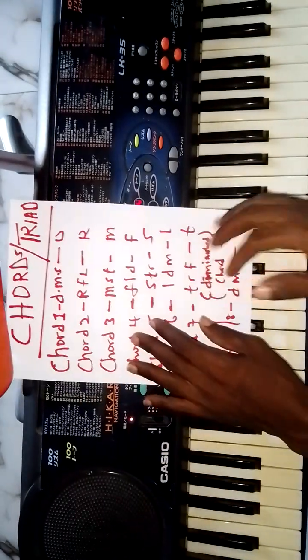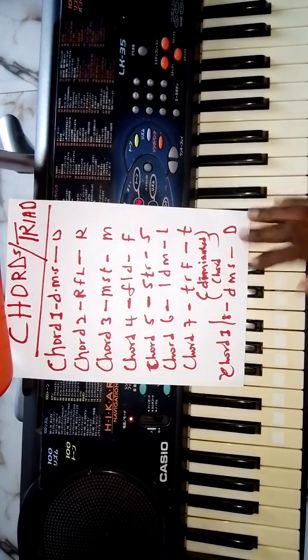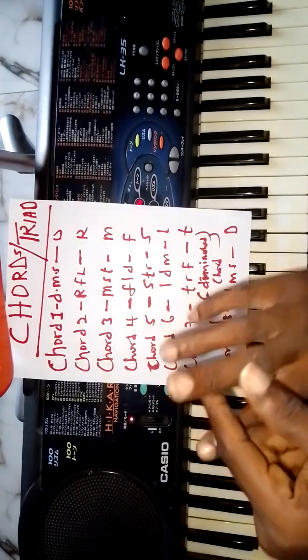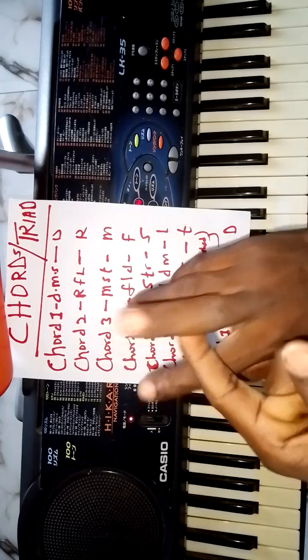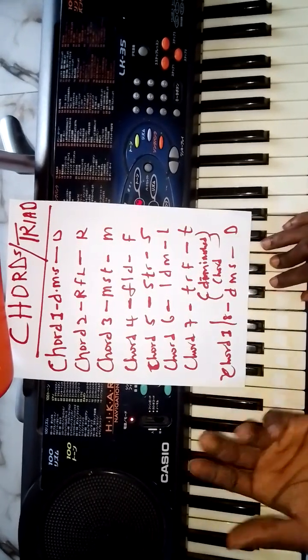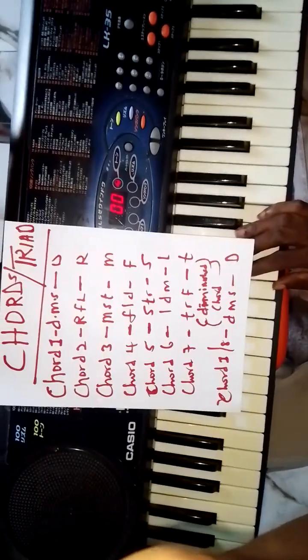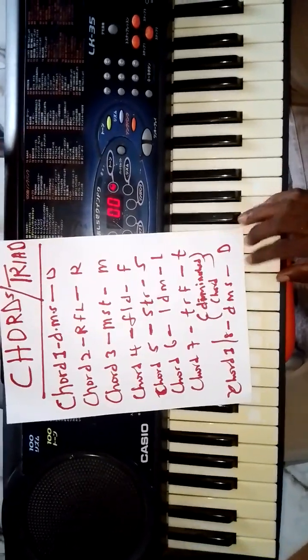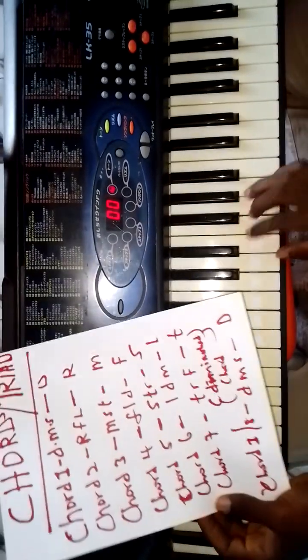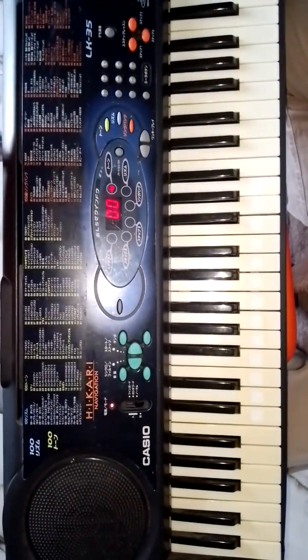Your one, your do must be your thumb, and then your mi, this middle finger. Then your sol is your pinky finger. So this is your chord 1. Chord 2, chord 3, chord 4, chord 5, chord 6, chord 7, chord 8.